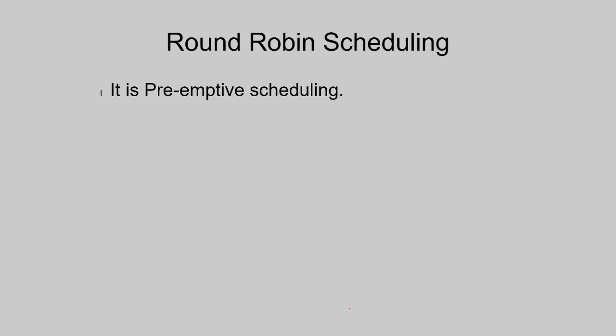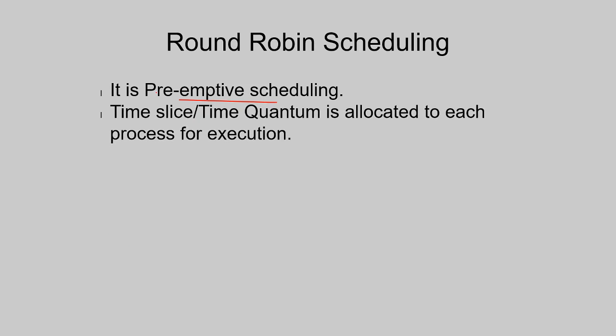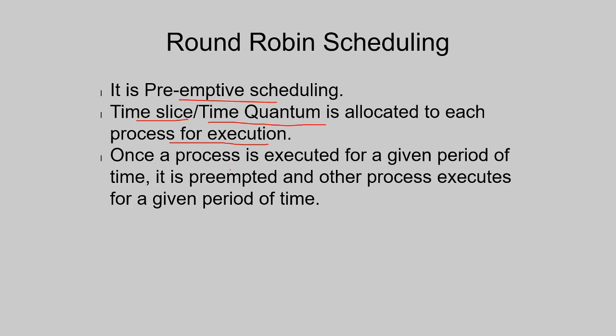Let us see. It is a preemptive scheduling. Time slice or time quantum is allocated to each process for execution. So as I told you, for every process some specific time will be allocated, and that time we call it as time slice or time quantum. When a process is executed for a given period of time, it is preempted and another process executes for a given period of time. So when the time expires, that process will be taken away from the CPU and will be given to another process.